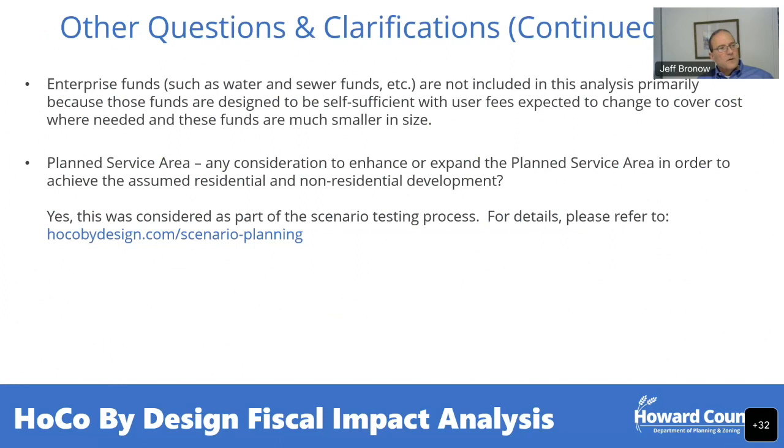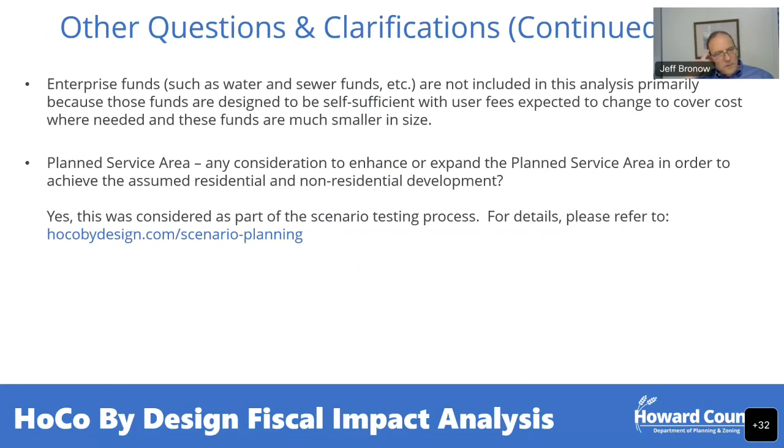Similar with a fund like the Parks and Rec program fund. People pay for particular services in Parks and Rec, the different programs they have, and so that's used to basically fund that program. So we really looked at the general fund and the fire fund, which are the biggest funds for the county-wide, and also the funds that the county has discretion with in terms of how to spend money.